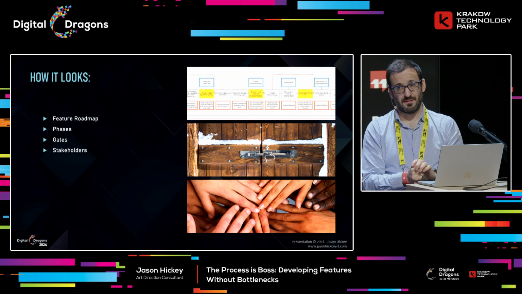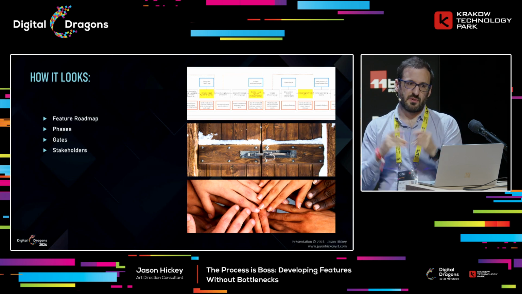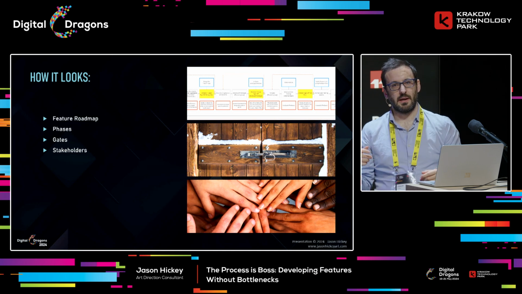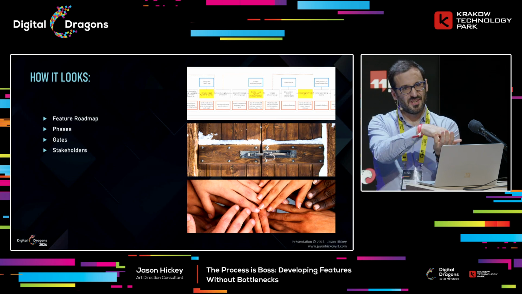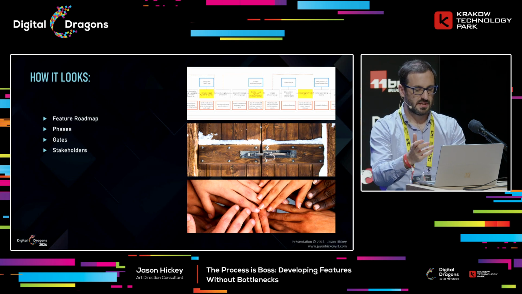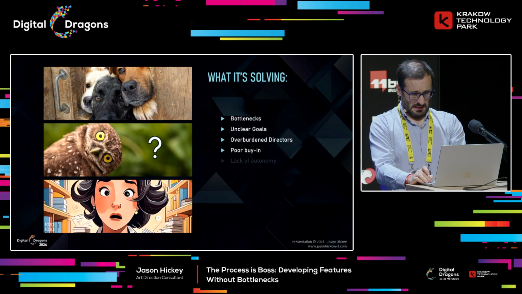Also, do they understand the vision document? I worked with a client recently, and they had the vision documents, but it was impossible to parse. So I worked with them to rewrite the vision document, and then the art team were like, "Oh, okay, I get it now." It wasn't like they didn't know what to do, but I hadn't presented it in a way that an outsider could understand it. What it's solving: bottlenecks, ambiguity, overburdened directors, buy-in, lack of autonomy.